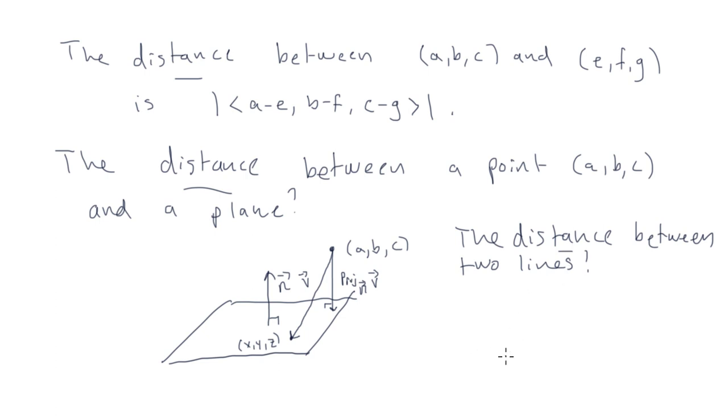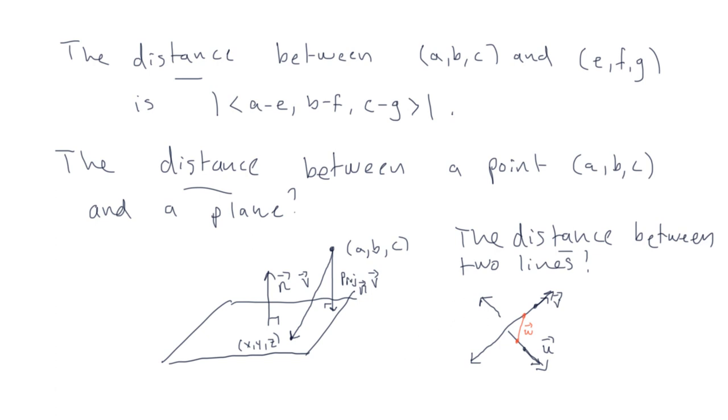So specifically two skew lines, right? Because if they intersect, of course the distance will be 0. So if I take a line with a direction vector v, and a line with a direction vector u, well, it's the same sort of idea. I want to take any vector, say w, connecting two points on the lines, and project it onto a vector that's normal to both v and u.